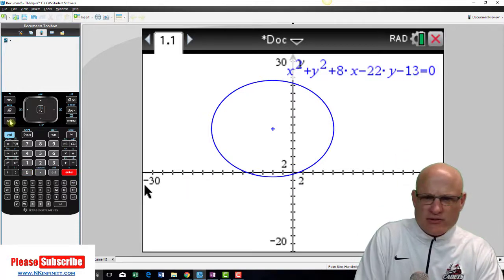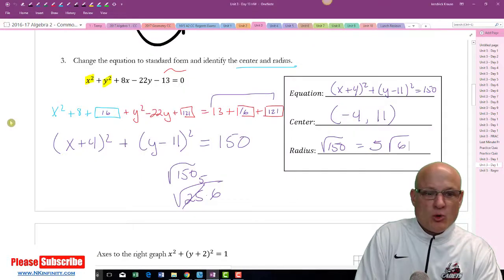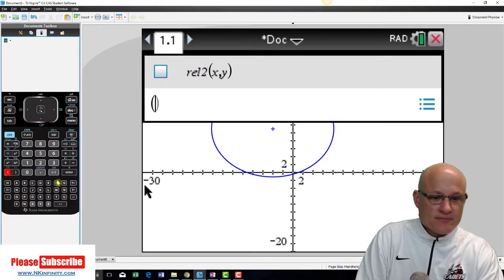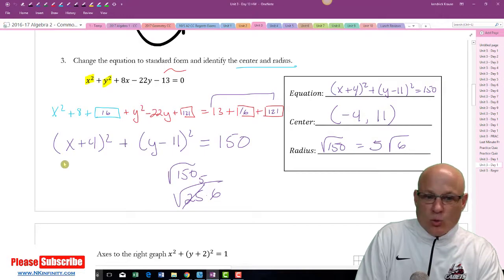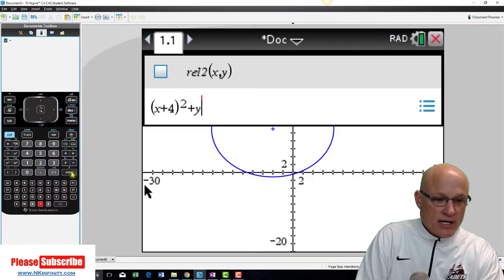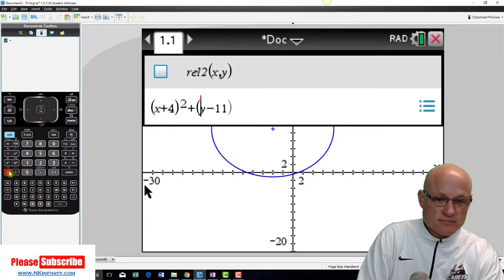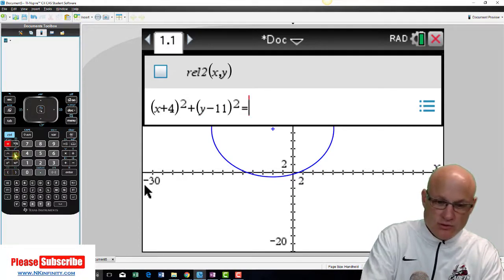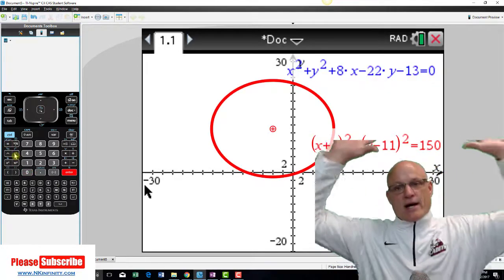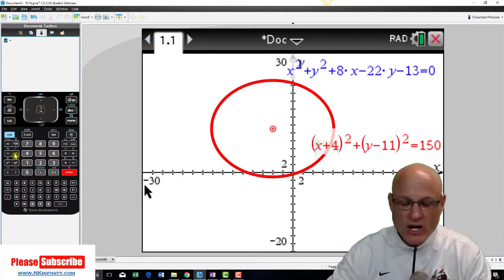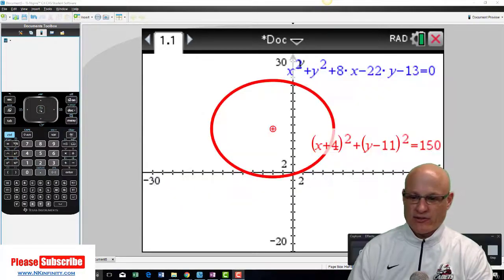Now, I don't know if I can press tab. I think I can press tab. Okay, let's press tab and let's put what we found. So we put (x plus 4) squared plus (y minus 11), oops, I forgot the parentheses, squared equals 150. Now, if I'm right, it should match right over it. Bam! There it is. Right over it. Great, great way to check your answer.